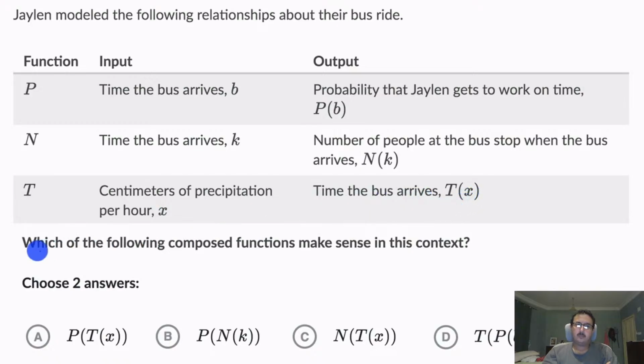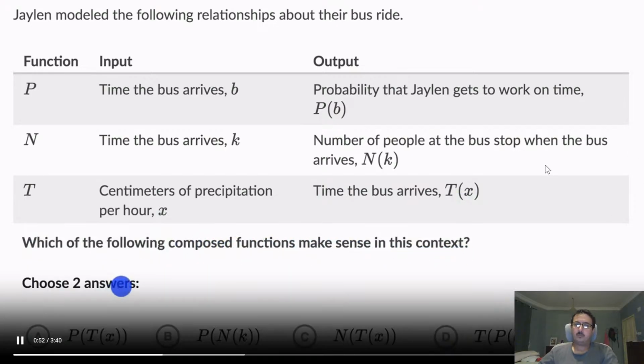Interesting. Now they ask us which of the following composed functions makes sense in this context, and we have to pick two. Two answers, huh?